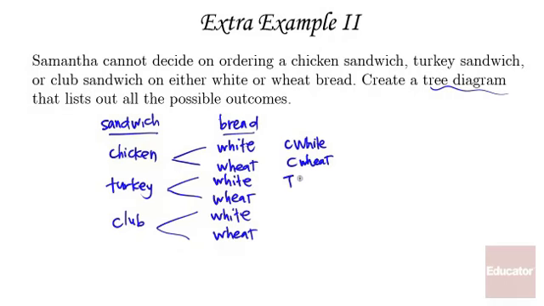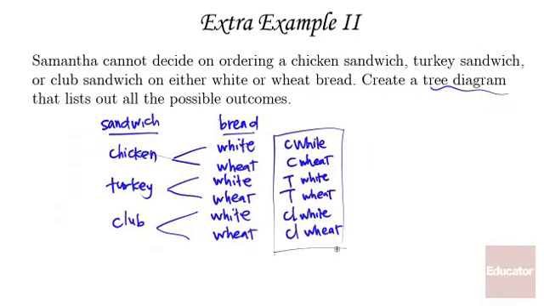The turkey with the white, turkey with the wheat, club with the white, and club with the wheat. Okay, so see how you went from chicken to white, chicken to wheat, turkey to white, turkey to wheat, club to white, and club to wheat. Okay, so those are all of your possible outcomes here.